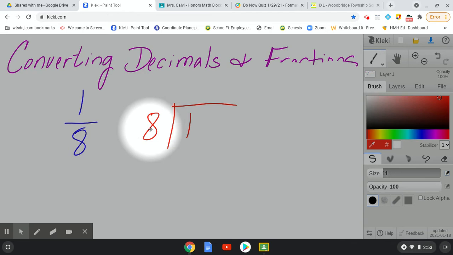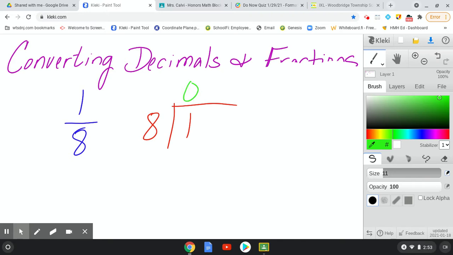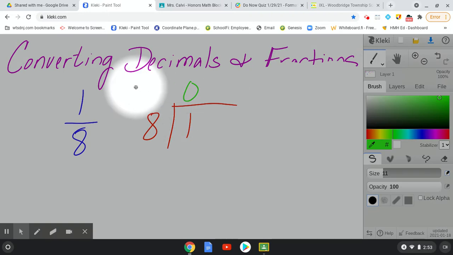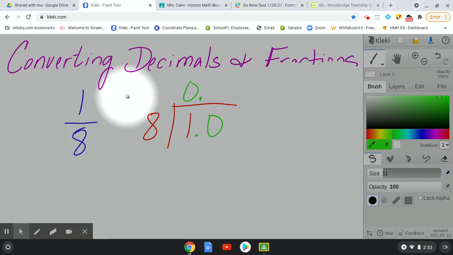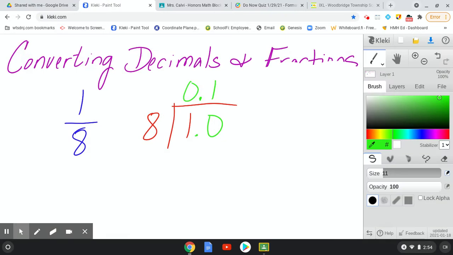All right, so now I'm looking at, well, 8 cannot go into 1, right? It goes in 0 times. I now need to add a decimal and a 0 to continue working. Add a decimal, add a 0, bring up my decimal right away so I don't forget about it in my answer. So now I'm looking at 8 going into 10. 8 goes into 10 one time. 1 times 8 is 8. 10 minus 8 is 2.